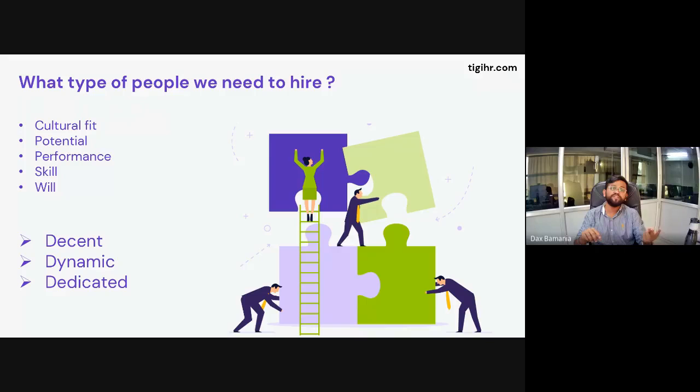you need to identify the potential. So what is the potential of that particular candidate? You can identify that from the previous experience of that candidate. Then performance, by the interview you can identify the performance, and then skills, that you can identify through the assessment and all that. And then will is actually necessary for the companies, because will is more powerful than the skill.